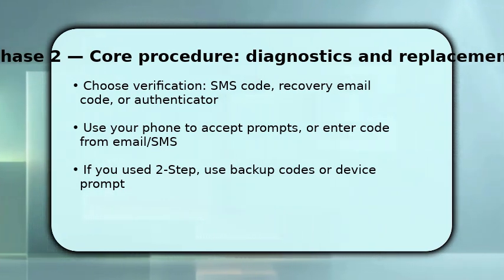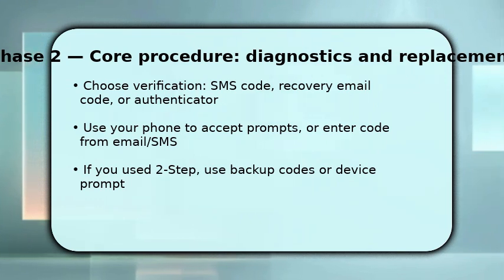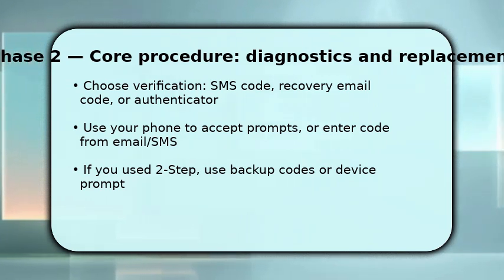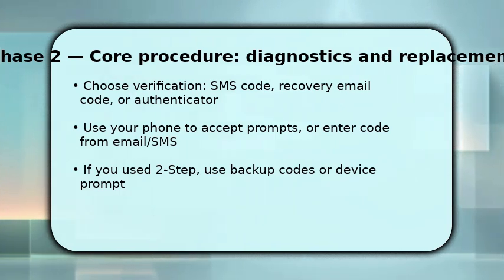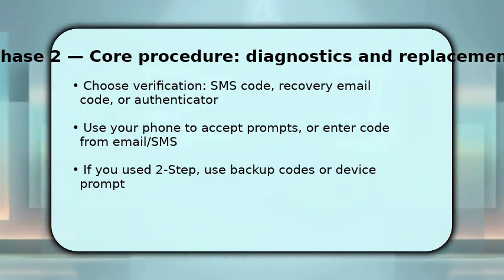If you pick SMS or email, enter the exact numeric code you receive. Copy it carefully because one typo blocks progress. If a device prompt appears, approve it immediately and watch for confirmation. If you use two-step verification, find a backup code or open your authenticator app. These steps confirm you are the account owner and unlock password reset options.